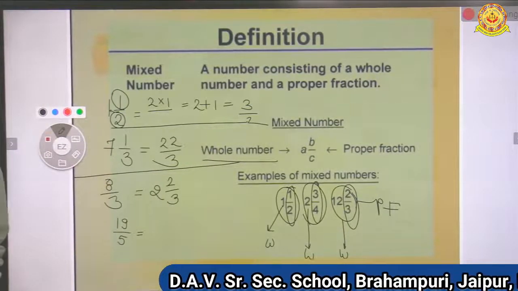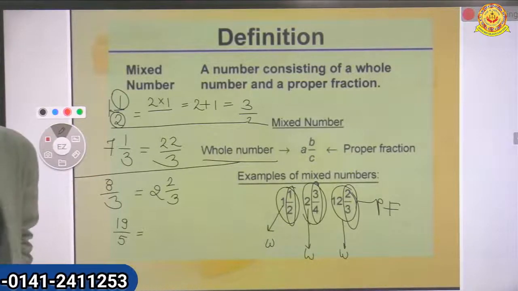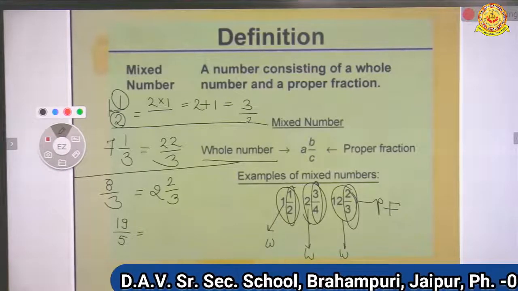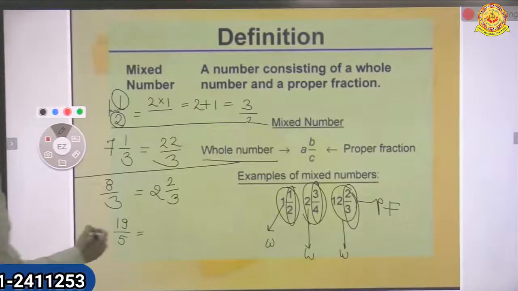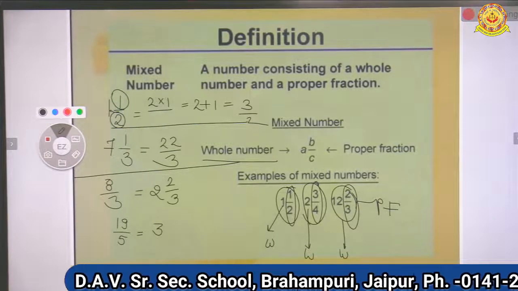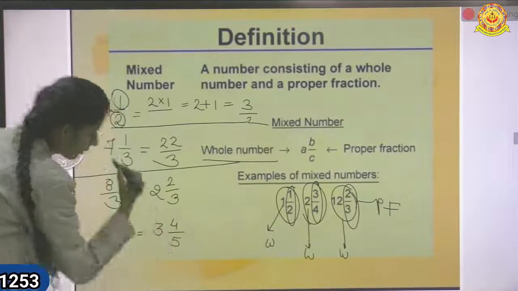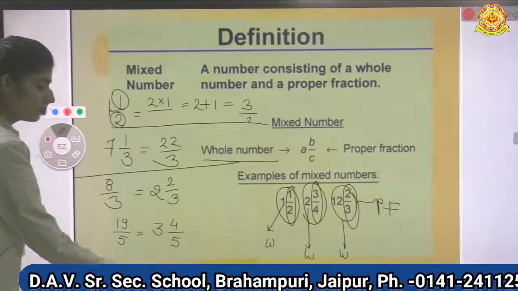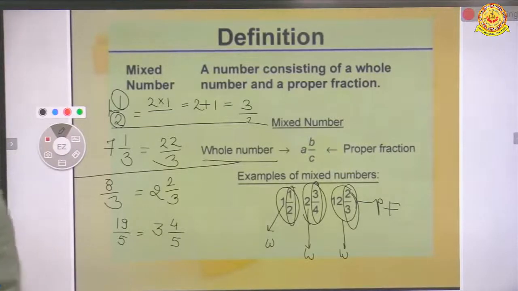19 upon 5. In the table of 5, do we have 19? No. The number just less than 19 is 15. 5 ones are 5, 5 twos are 10, 5 threes are 15. So 3 is the whole number. Out of 19 we have used 15. How much is remaining now? 4. 4 is the remainder, that will be our numerator, and the denominator will be written the same. Is that clear? If you want to check: 5 multiplied by 3, 15, 15 plus 4, 19, and 19 upon 5 we already had. Okay, students?